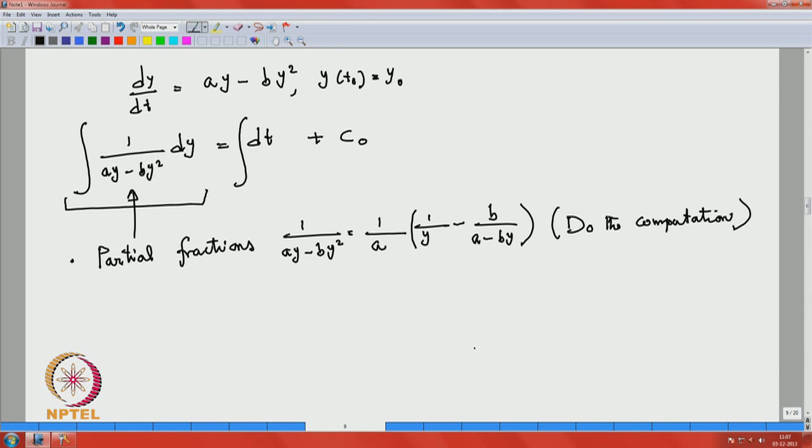Yeah. 1 minute, Ram. Okay, we'll continue.